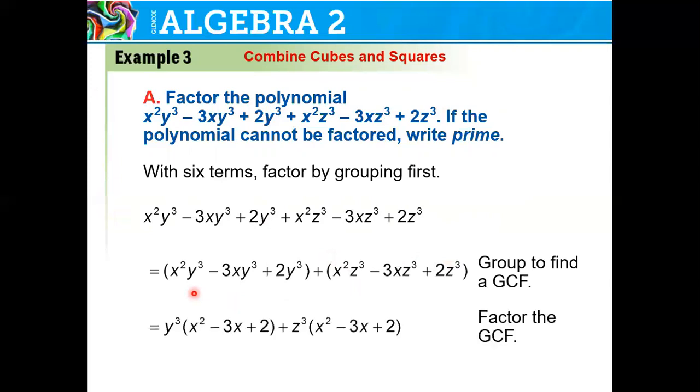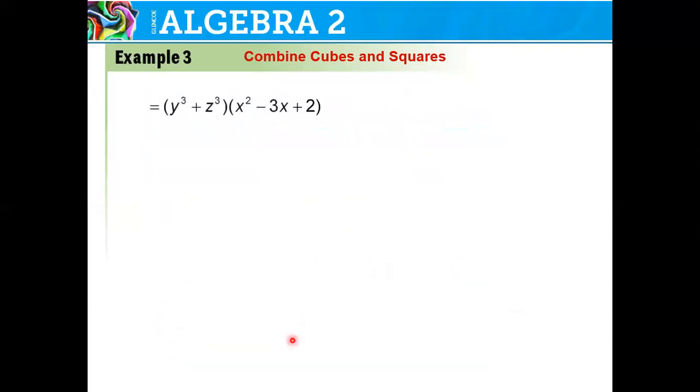We'll take from the first one y cubed outside. So what I have inside is x squared minus 3x plus 2, and here z cubed times x squared minus 3x plus 2. As this term is repeated here, I will take it outside as GCF. And what's left will be y cubed plus z cubed.